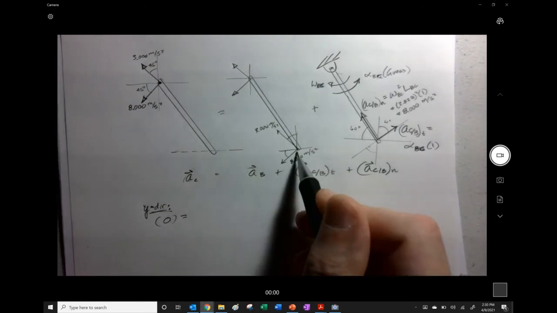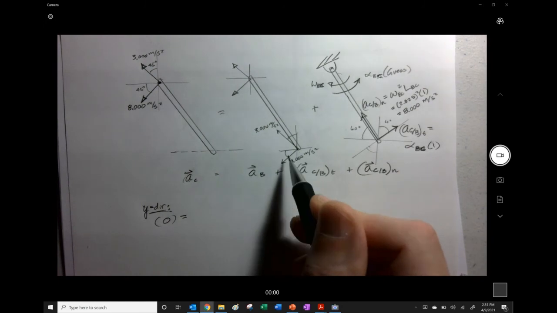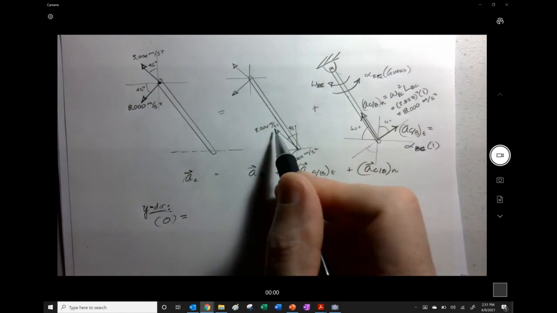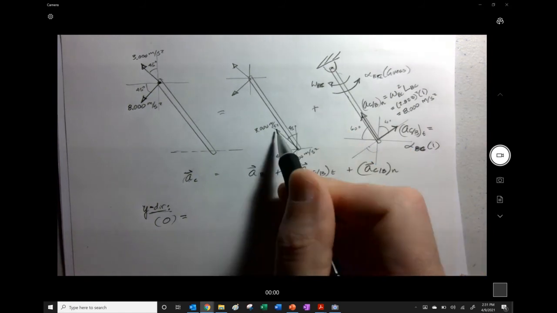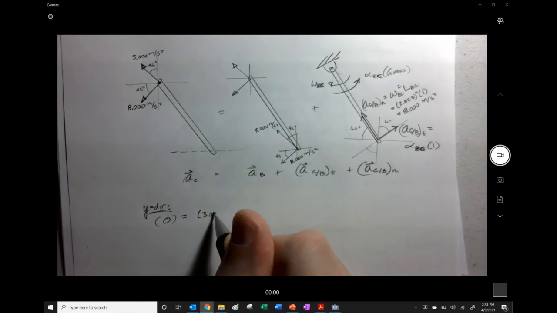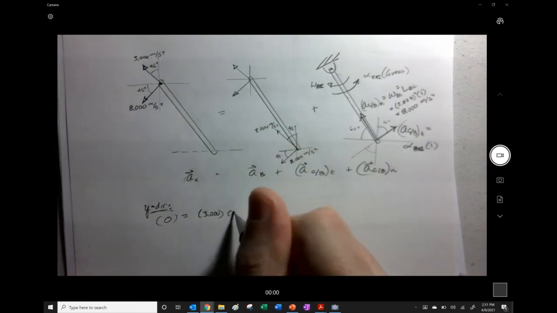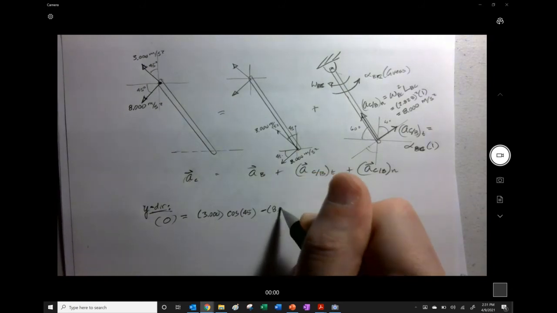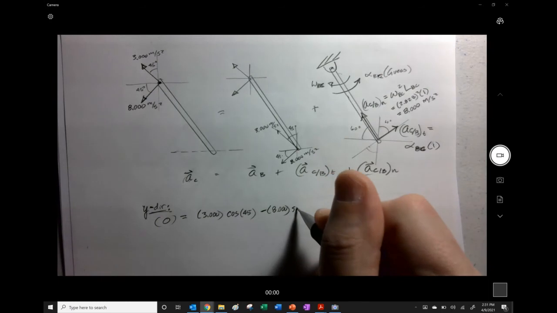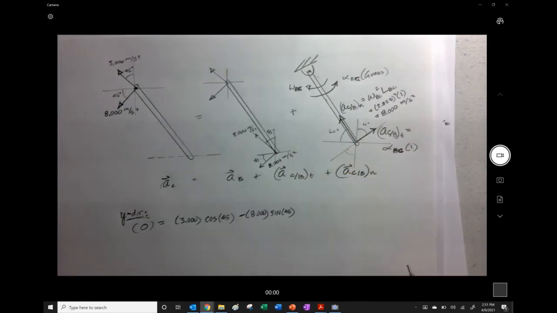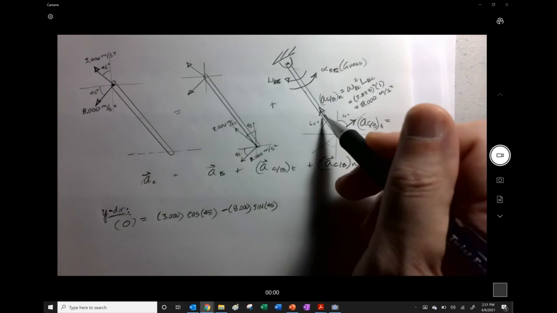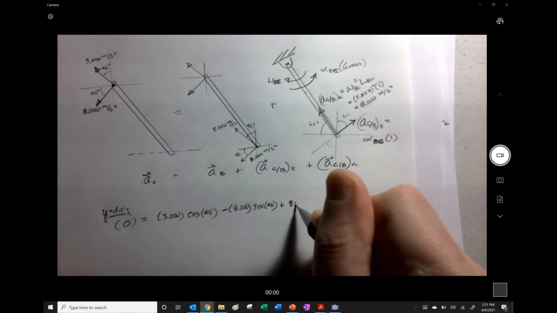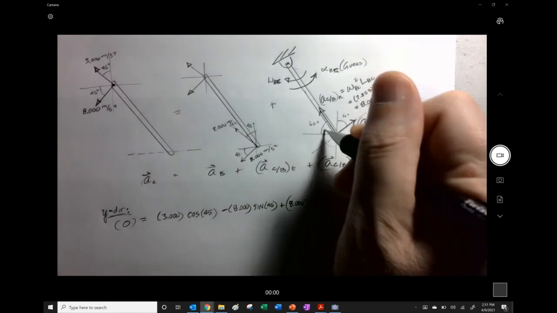All right, so here we have to make sure we do the components of both of these things, and make sure I put in a 45 right here. All right, so I start with this one right here. We note that that's going to be positive 3 times the cosine of 45 minus 8 times the sine of 45. And then for this one right here, we have this one's going to be positive 8 times the sine of 60.